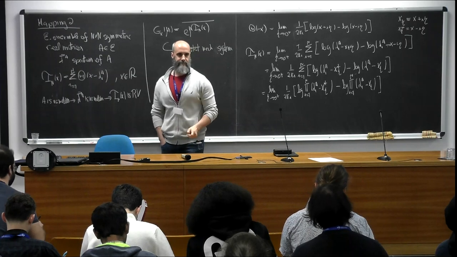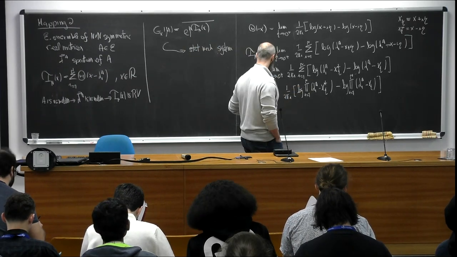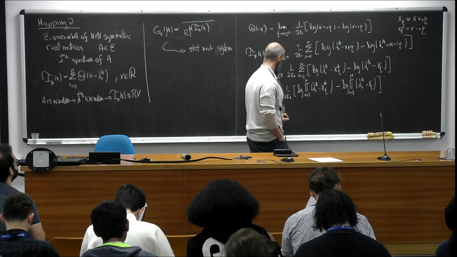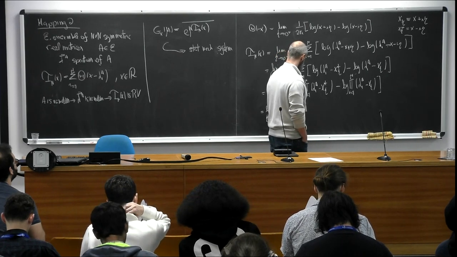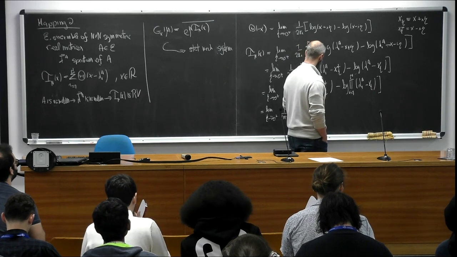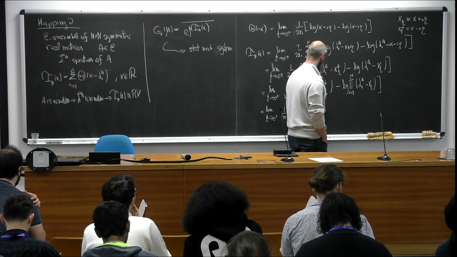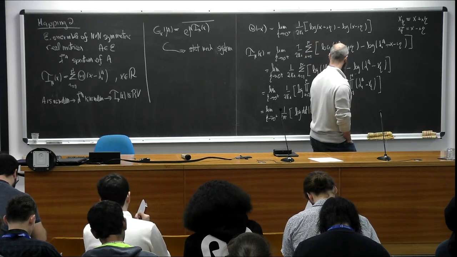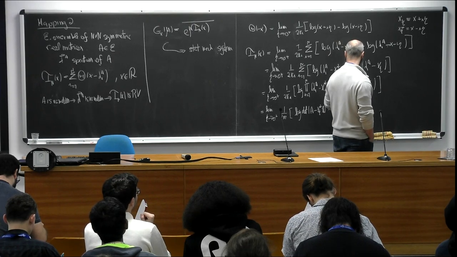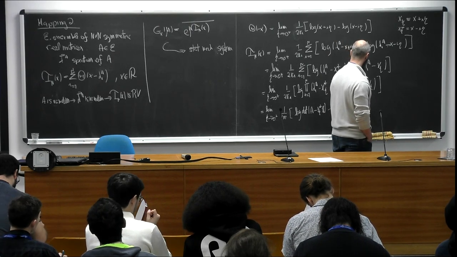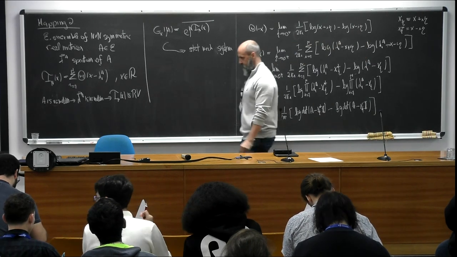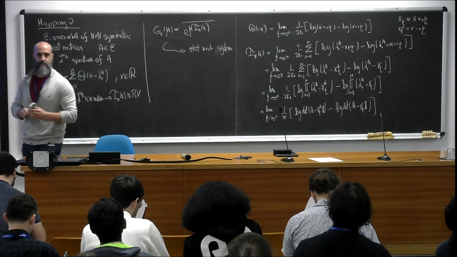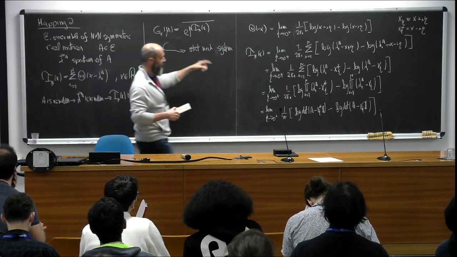Good? But this can be written as follows, right? This is equal to the limit eta going to 0 plus of 1 divided by 2 pi i, the logarithm of the determinant of A minus x eta star times the identity matrix, minus the logarithm of the determinant of A minus x eta times the identity matrix. So far, so good. And now notice that I don't have the spectrum anymore. I have the matrix A.